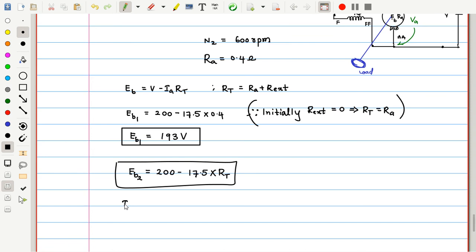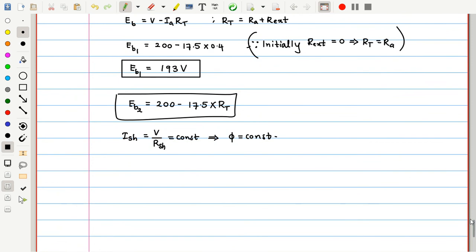Let us keep it as it is, because this RT is unknown. Now we know that for a shunt machine, ISH is equal to V by RSH, the field winding, so this will be almost constant. If this is constant, field flux is constant. So when we control by the armature voltage, the field flux must be maintained constant. We know EB is proportional to the flux and the speed. Since flux is constant, EB is proportional to only speed. So EB2 divided by EB1 is equal to N2 by N1.